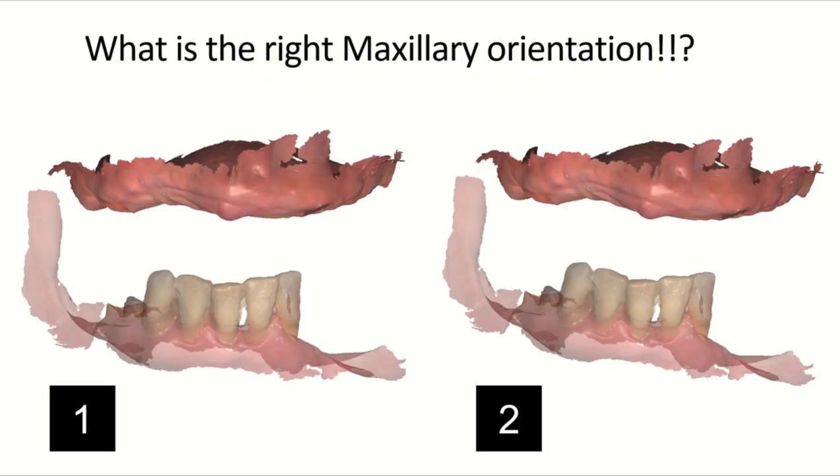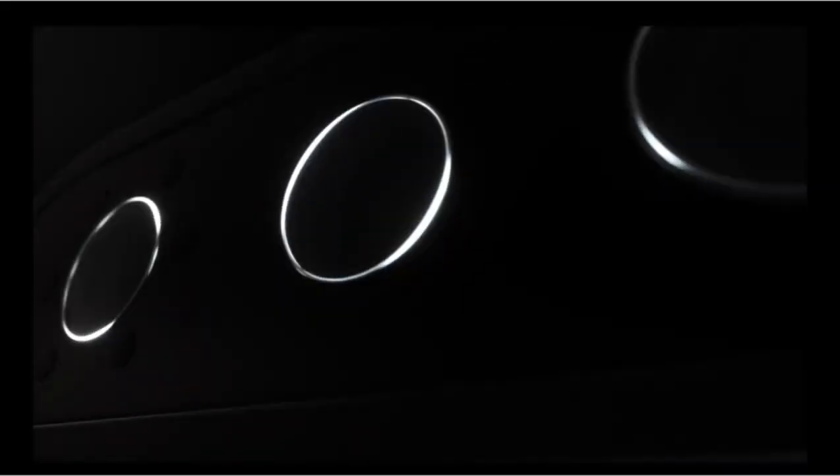The second piece of information that we can get from the face bow is knowing the proper arc of closure that is best related to the patient's mouth, and that will minimize adjustment chairside. So by drawing a horizontal line, we can see the difference between the two pictures. The maxillary orientation is different from picture one and picture two, and we still do not know the right maxillary orientation. And here comes the function of the face scan.